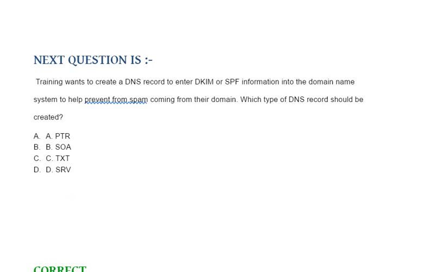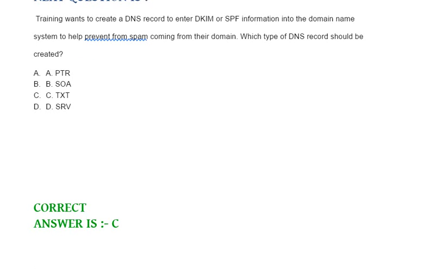Next question is, a trainer wants to create a DNS record to enter DKIM or SPF information into the domain name system to help prevent spam coming from their domain. Which type of DNS record should be created? Option A, PTR. Option B, SOA. Option C, TXT. Option D, SRV. Correct answer is option C.